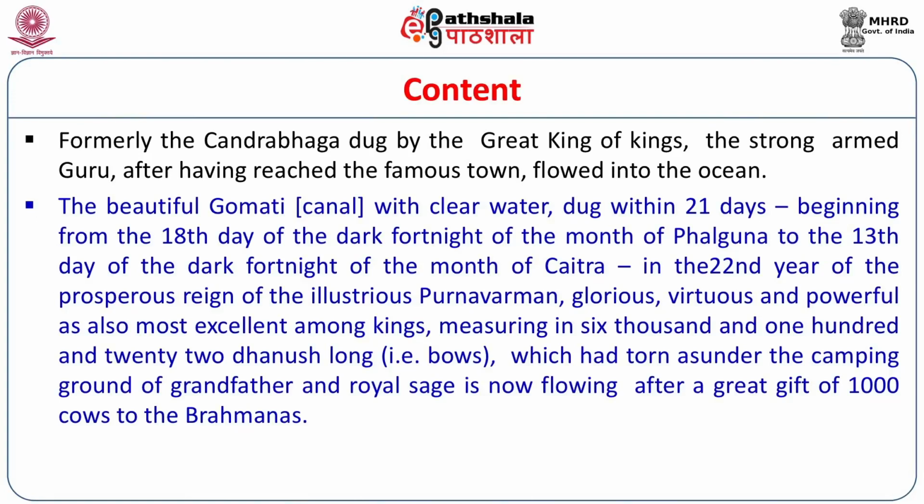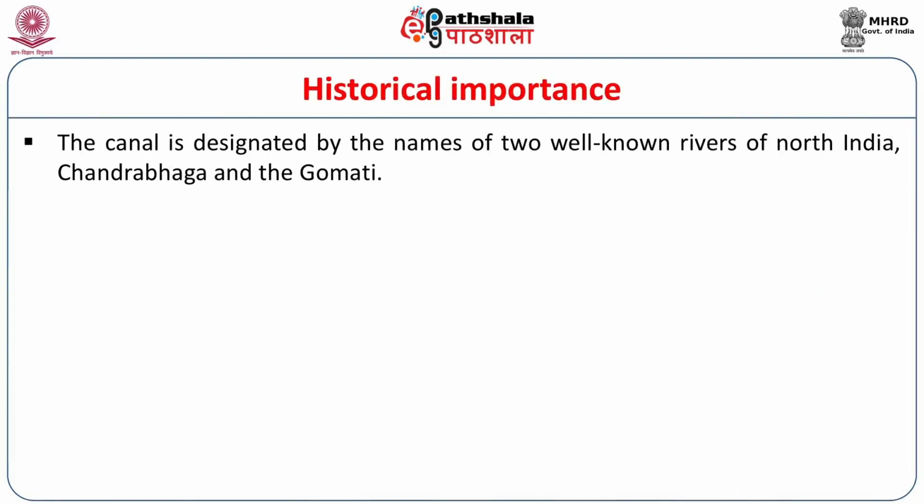So you can see that the whole purport of this inscription was different. It talks about the restoration and construction of a canal, which was necessary for irrigation. The canal is designated by the names of two well-known rivers of North India: Chandrabhaga and Gomati.